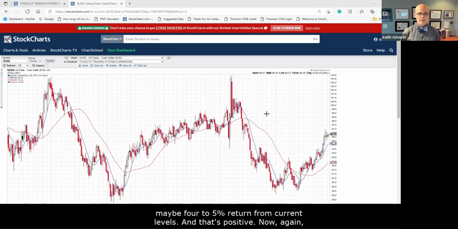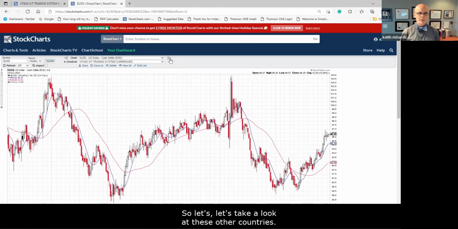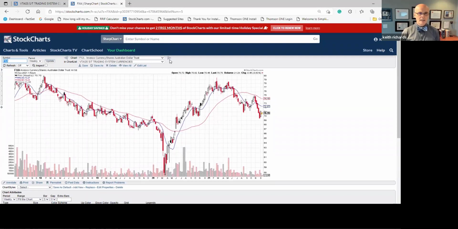And that's positive. Now, again, a lot of people are puzzled over that because of the debt, but remember, other countries are printing an awful lot of money themselves. So let's take a look at these other countries. Let's take a look at the Australian dollar, which is basically in a free fall. It's coming into some level of support around 70, and these are all against the US dollar. So 70 against the US dollar, 70 cents, effectively.